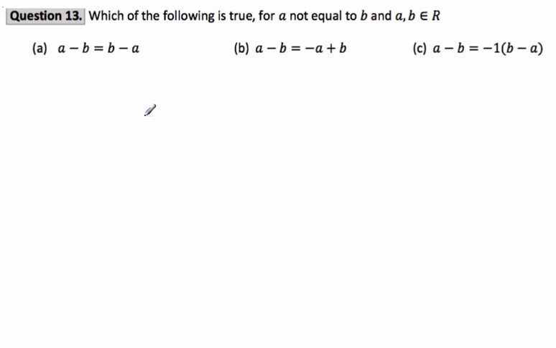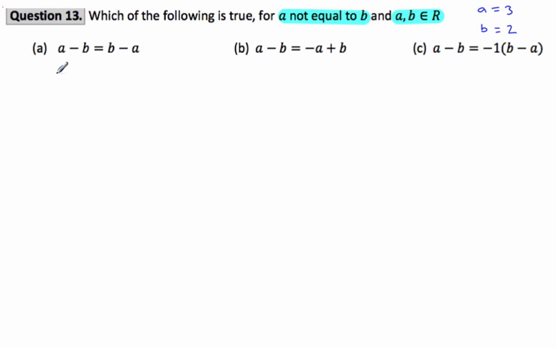Okay, so the first thing I'm going to do is give A and B a numerical value. I'm going to call A 3 and B 2. Now you can pick any two numbers for this, but the reason I picked those two is because A is not equal to B, 3 is not equal to 2, and A and B are elements of the real set of numbers, because 3 and 2 are real numbers.